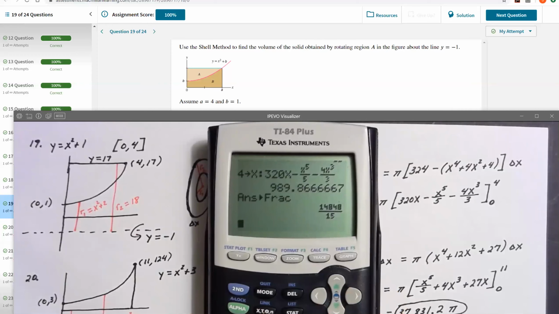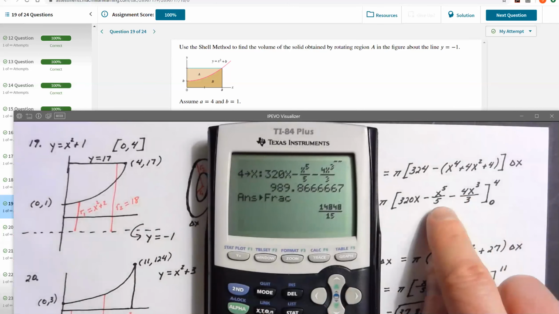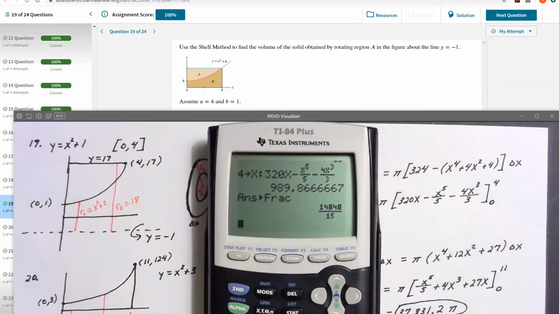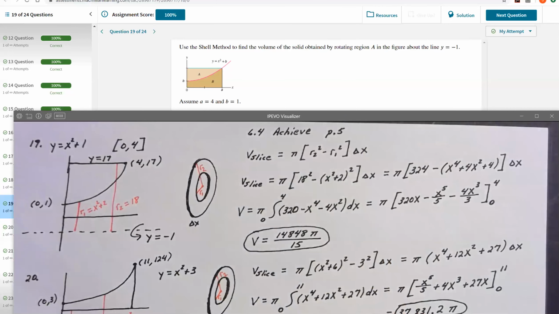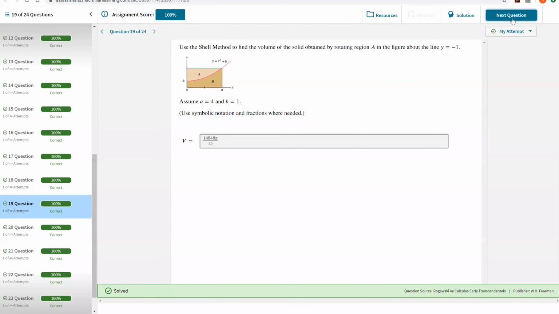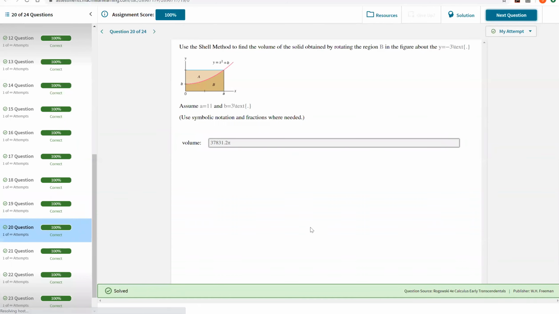But let's say if it had struggled getting the fraction, all I would have had to do is multiply by the least common denominator of 15, and that guarantees that you'd have a whole number, and you could have just said whatever that number is over 15. But in this case, it did it no problem. So 14,848 pi over 15 is the final answer, and you'll see Achieved like that answer for number 20.